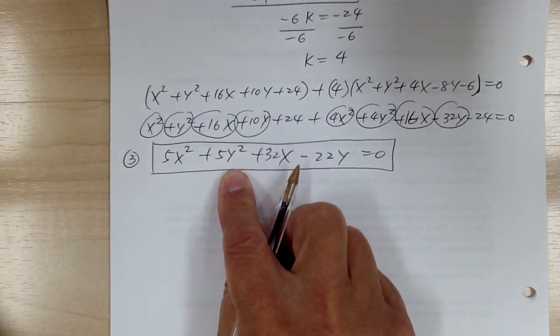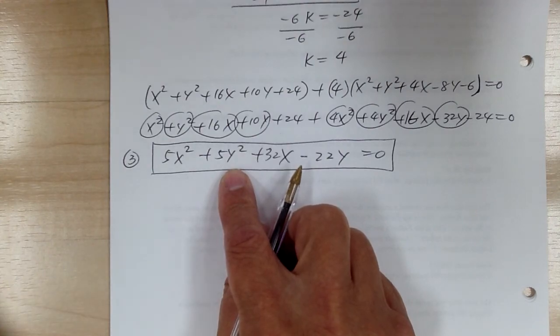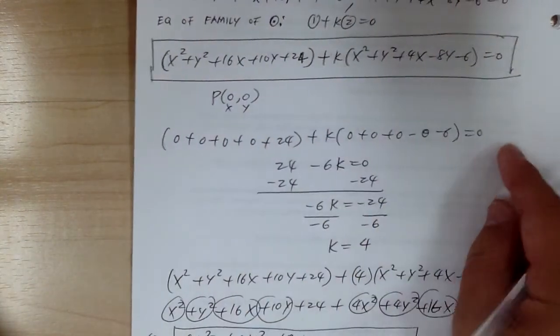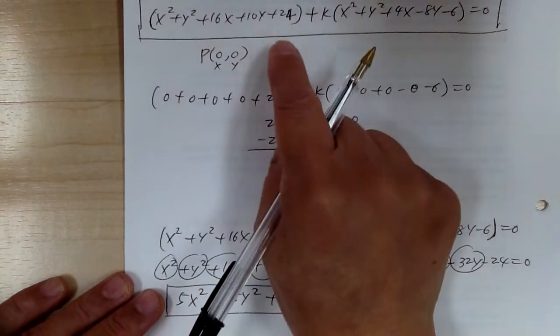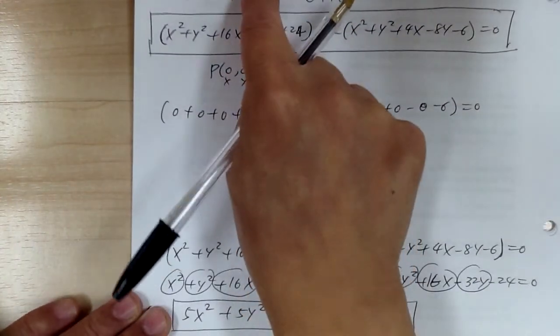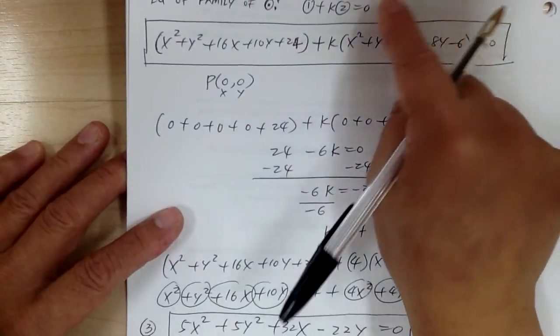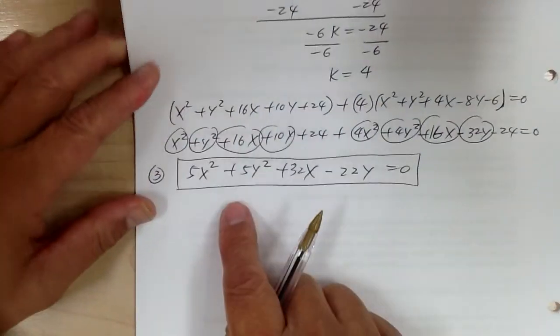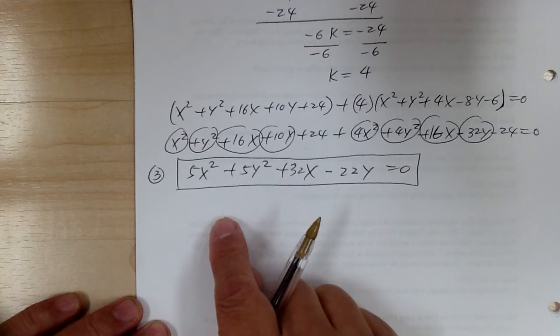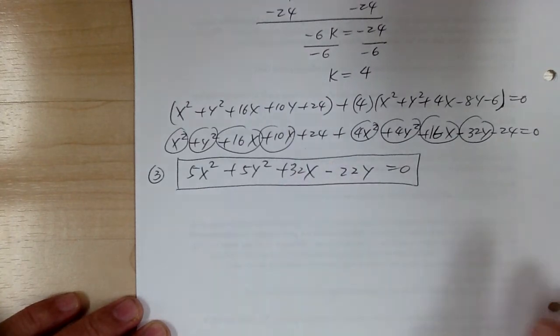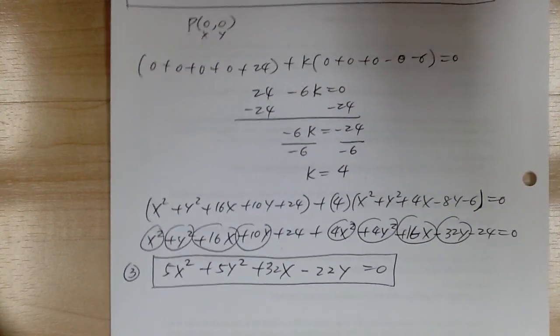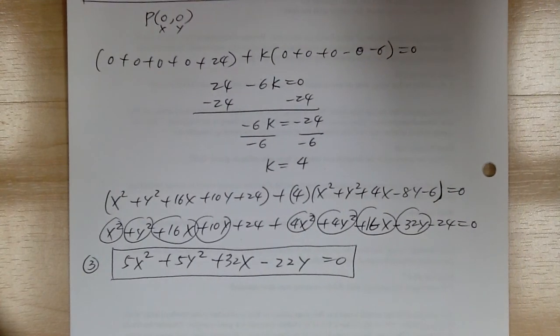Okay, the next part says construct the 3 circles. I'm not going to do it because it takes too much time. You can just go ahead and complete the square for that, get the center and radius, and draw the circle. Again, complete the square, get your center, get your radius, and draw the circle. You can do that on your own time.